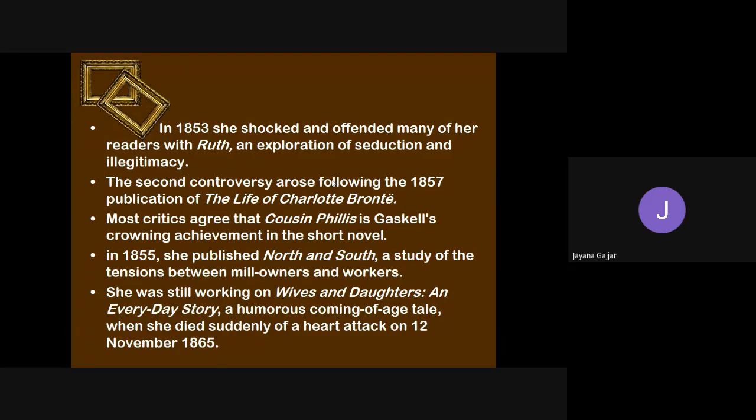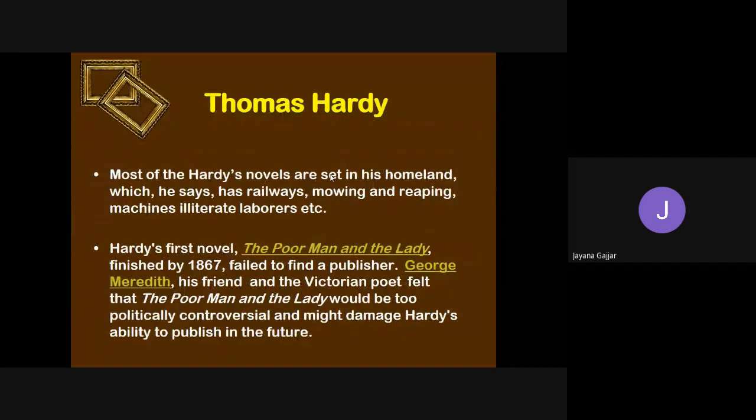So that was Gaskell and some of her works and other things. Thomas Hardy, a very famous and again a very controversial name of the Victorian era. You can say synonymous to controversy. So he again has faced rejection and controversy in his life, both.